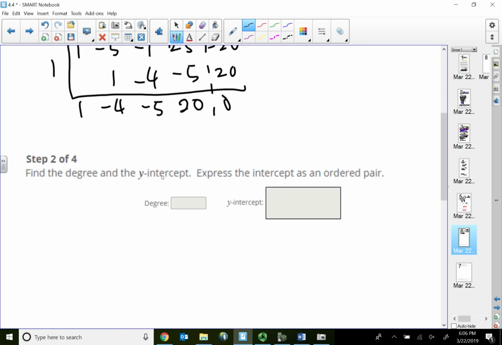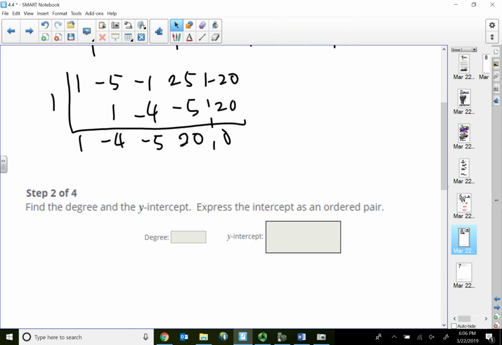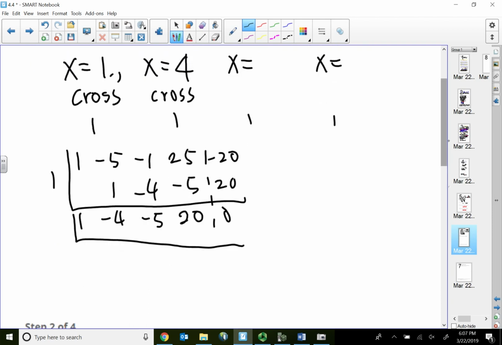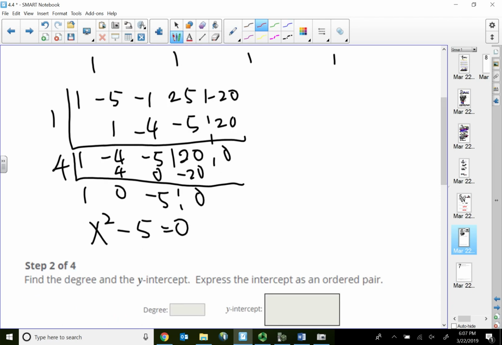So let's go through the synthetic division one more time. I'm going to use the other zero, which is 4. Bring down the 1, that's a 4. 0, that's 0, -5. 4 times -5 is -20, that's a 0. So now this is 1x squared plus 0x minus 5 equal to 0. So quickly, moving this over, that's going to be x squared equal to positive 5.